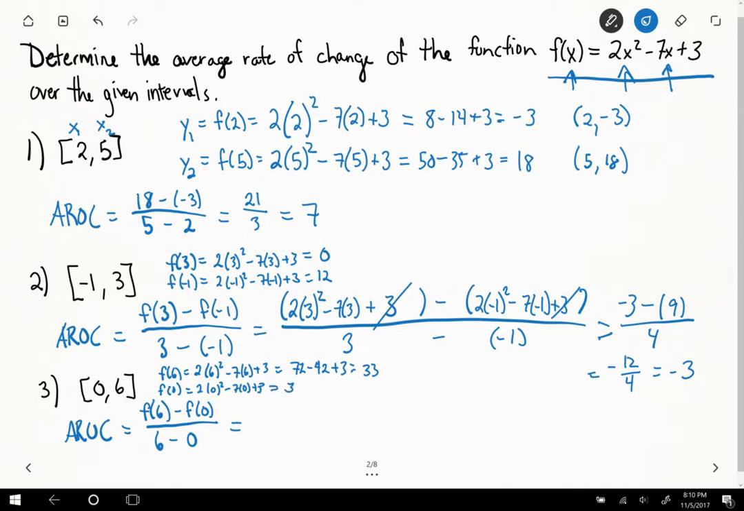Okay, so we have 33 minus 3 all over 6 minus 0. And so that makes 30 divided by 6, which gives us a final answer of just 5.